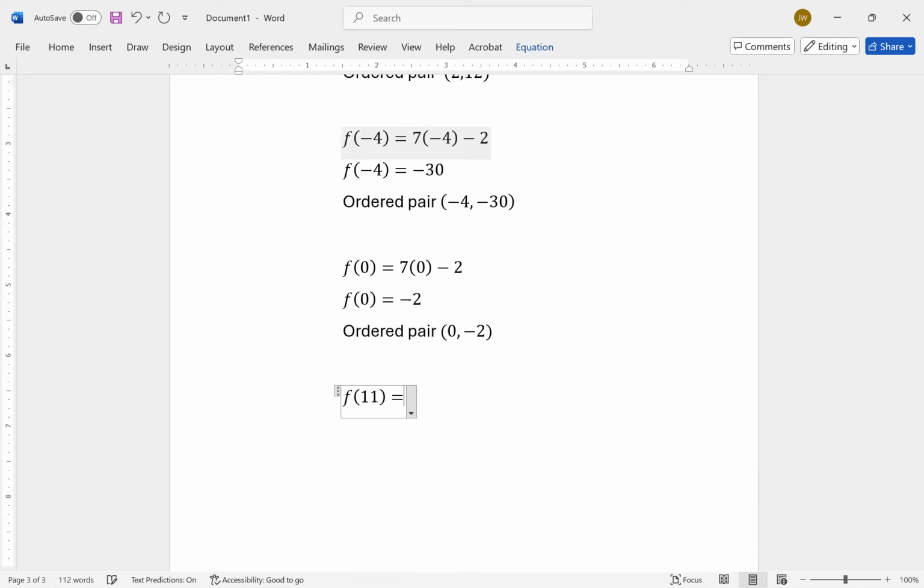If I input an 11, I get 7 multiplied times 11 minus 2. This is a bit overkill, obviously, but we see what's going on. 77 minus 2 gives me 75. And we have the ordered pair (11, 75). That is another ordered pair in the graph of my function.